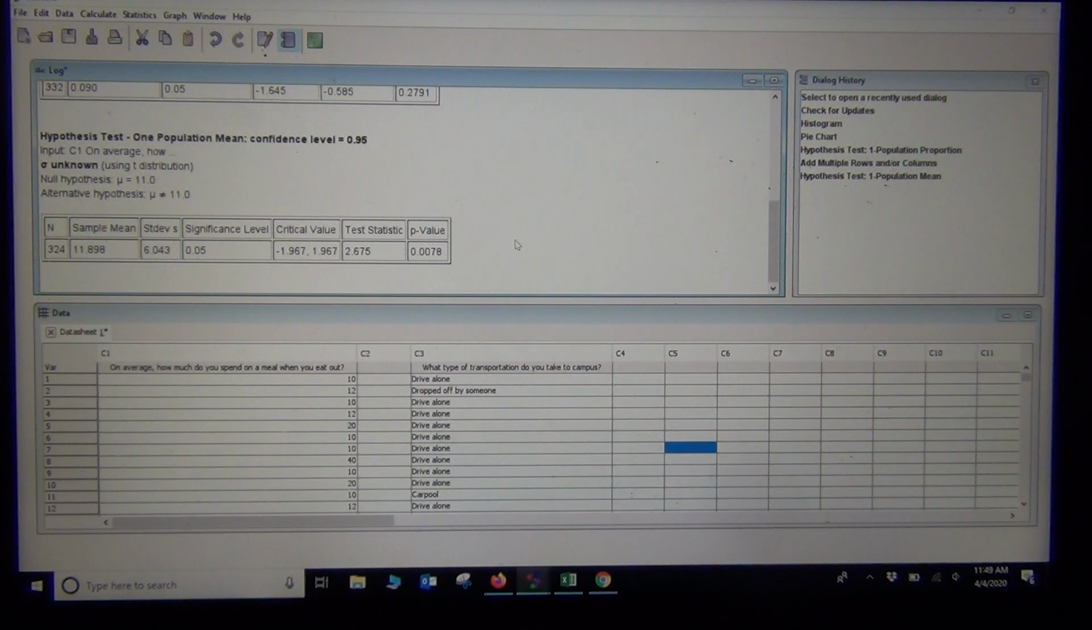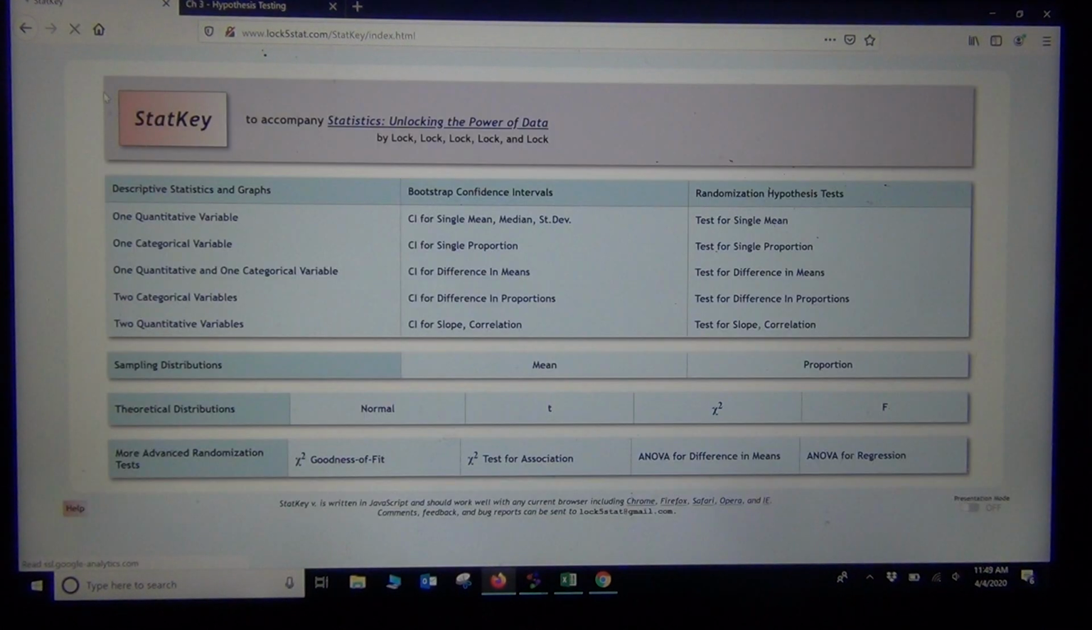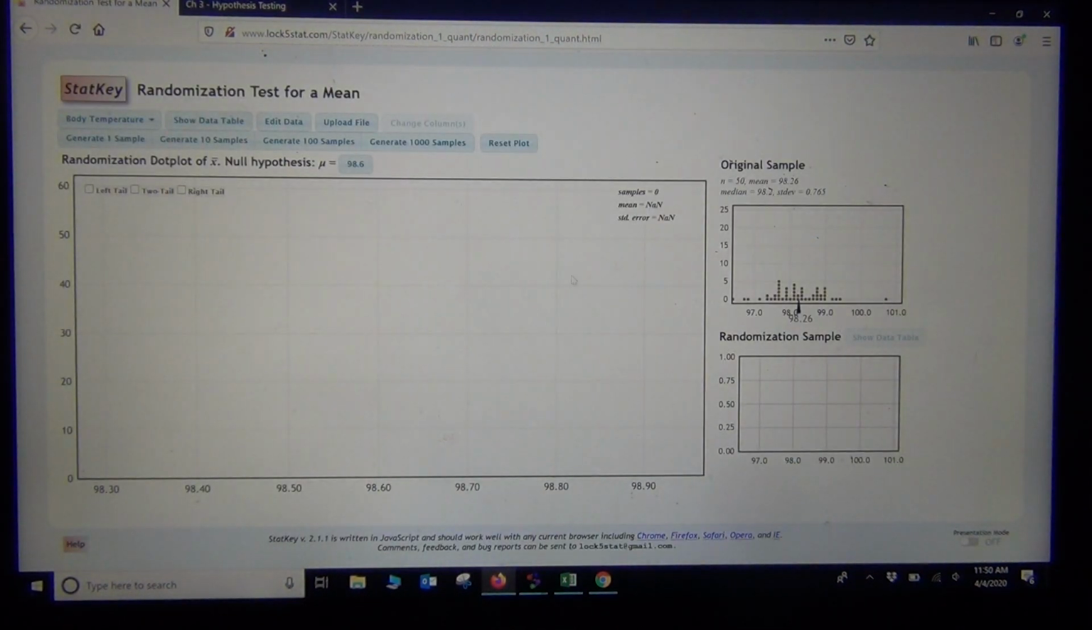Now, what if I wanted to do this problem with randomized simulation? What if I didn't want to find a test statistic or critical value? I wanted to judge it based on randomized simulation or randomization. Well, we can do that. So if you go to StatKey, just go to randomization hypothesis test, and we're going to click on test for single mean. There we go.